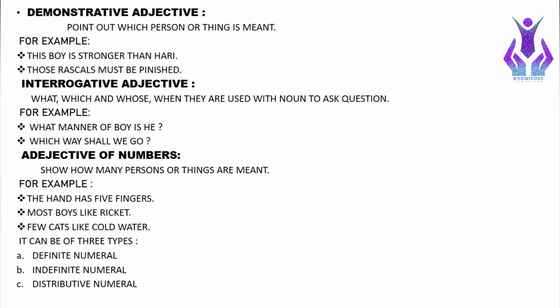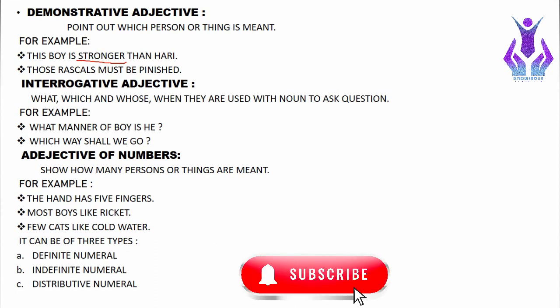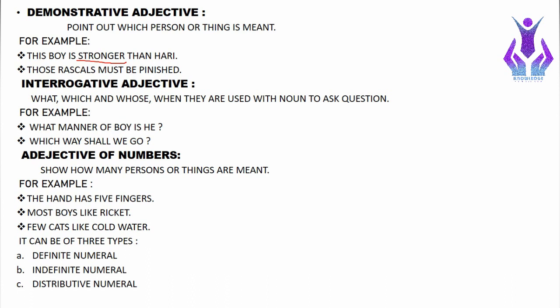The next one is demonstrative adjectives. Demonstrative adjectives are those which point out which person or thing is meant. For example, the boy is stronger than Harry. Here stronger is a demonstrative adjective. The next one is: those rascals must be punished. Here we can say that those rascals is a demonstrative adjective. One more thing about demonstrative adjectives: they answer the question why.